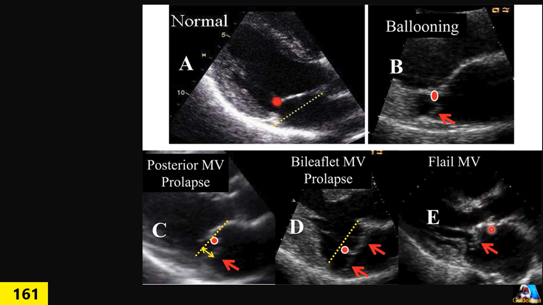In flail mitral valve leaflet, the tip of the flail leaflet goes beyond the coaptation and is floating inside the left atrium. And if you put color over that, we will see significant mitral regurgitation, dependent on the leaflet: if it's anterior, we have a central or posterior jet. If it's a posterior flail, usually we have a central or anterior jet.